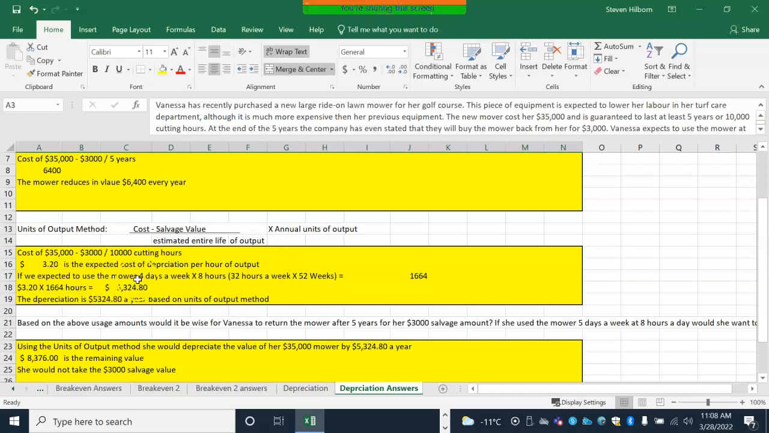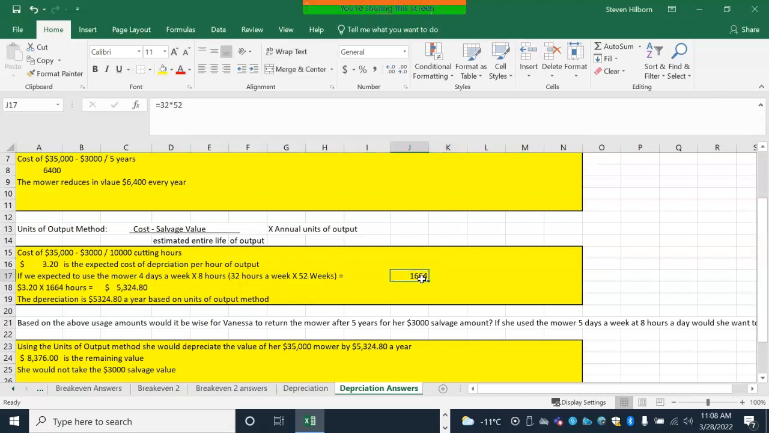If we expect to use the mower 4 days a week times 8 hours, 32 hours a week times the 52 weeks, we will use this 1,664 hours. All right. So if it costs us $3.20 and we're using it 1,664 hours, we would depreciate our piece of equipment by $5,324.80. So that is $5,324 a year based on these units of output.